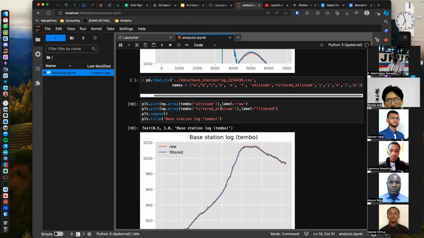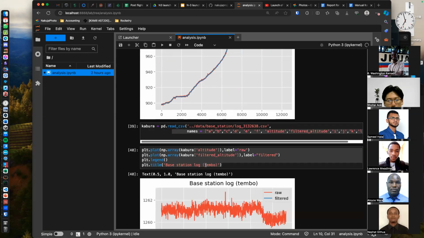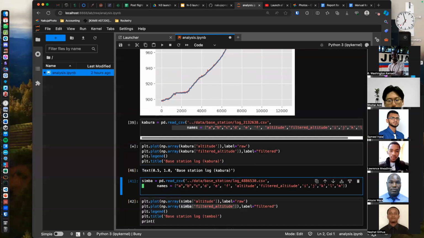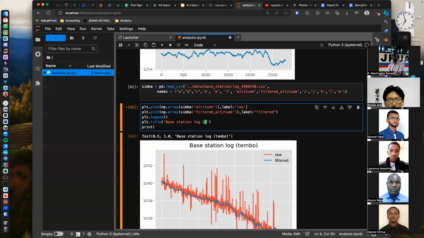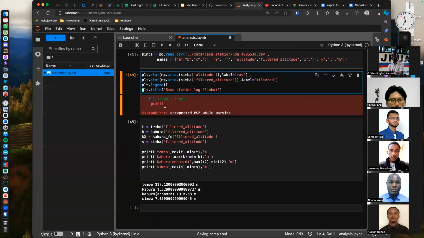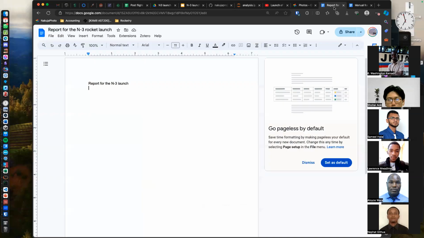Oh, by the way, this should be Tembo. This should be Kifaru. No, this is Kabura. And this should be Kifaru or Simba. Simba. Yeah, so we need to analyze this data, and this analysis will be included in the report.